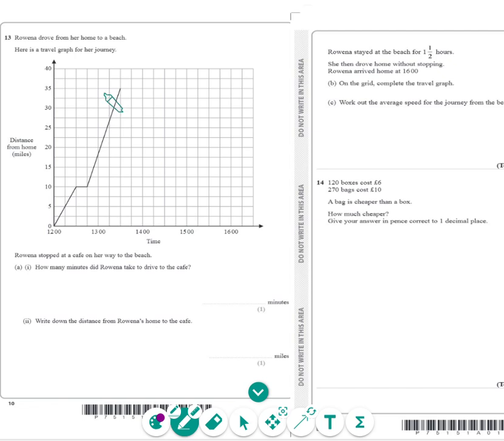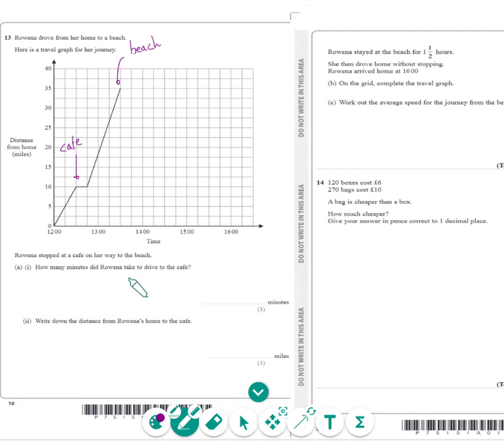Question 13. Rowena drove from her home to a beach. Here is a travel graph for her journey. On the left-hand axis here, we've got the distance from home in miles, and along the bottom, the time. So Rowena stopped at a cafe on her way to the beach. When we stop, that's why the line is horizontal. So this is going to be the point where she reaches the cafe, and then this point here where she arrives at the beach.